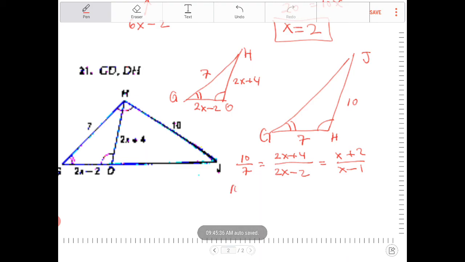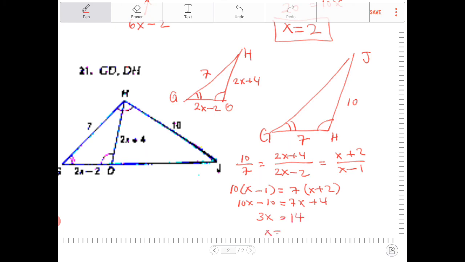Cross multiply, I end up with 10 times x minus 1 is equal to 7 times x plus 2. Distribute, 10x minus 10 is equal to 7x plus 4. Subtract both sides by 7x, I end up with 3x. Add 10 to both sides, I end up with 14. X will equal to 14 thirds.